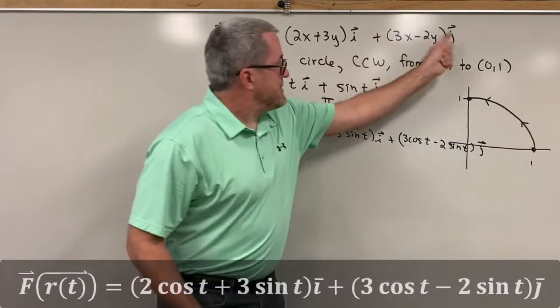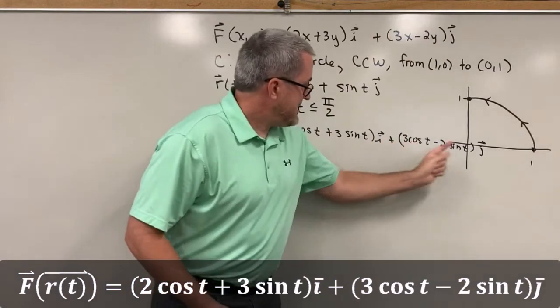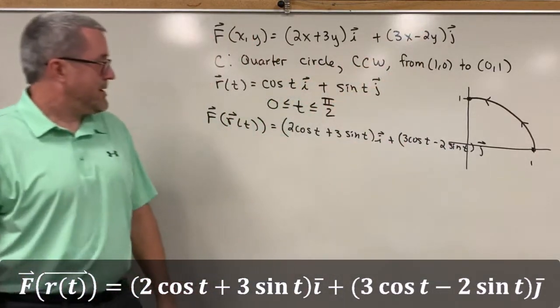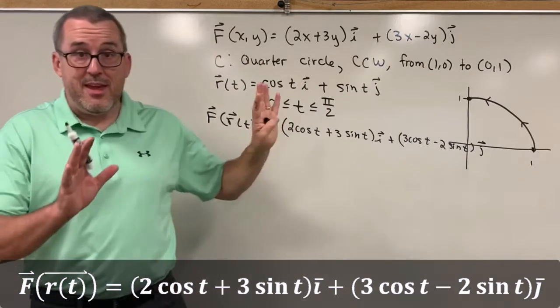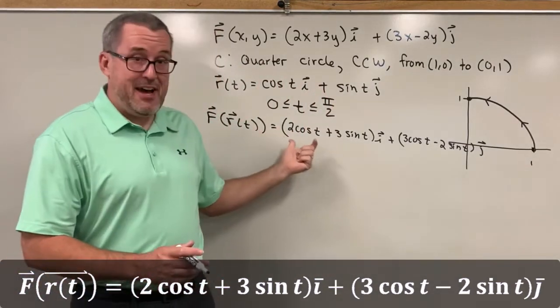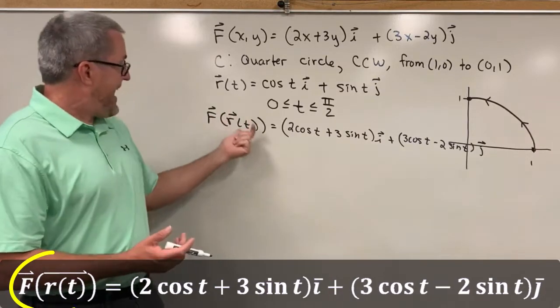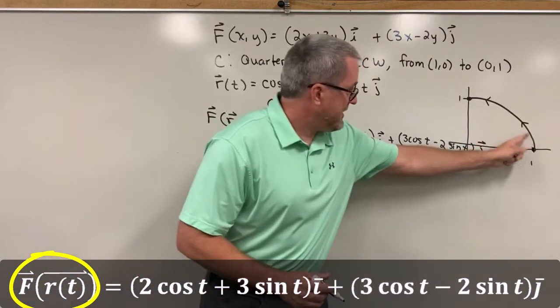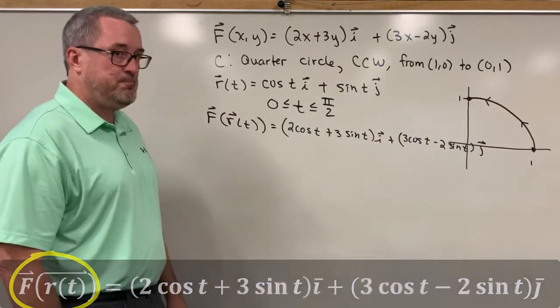So 3x minus 2y j becomes 3 cosine t minus 2 sine t as I compose the x and the y components in. Now remember, we simplify this and we'll just call it f, but really we know it's f at r of t to keep us in the vector field, but specifically on that quarter circle curve.